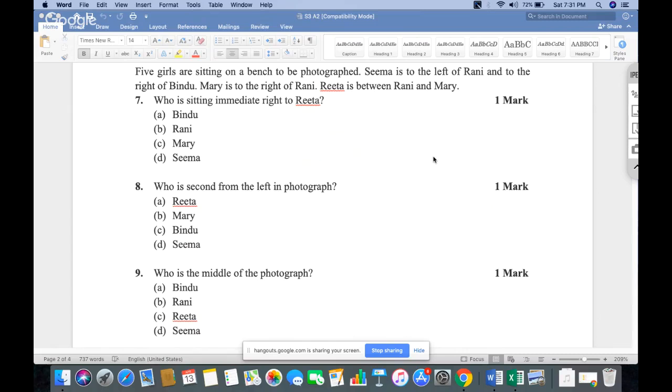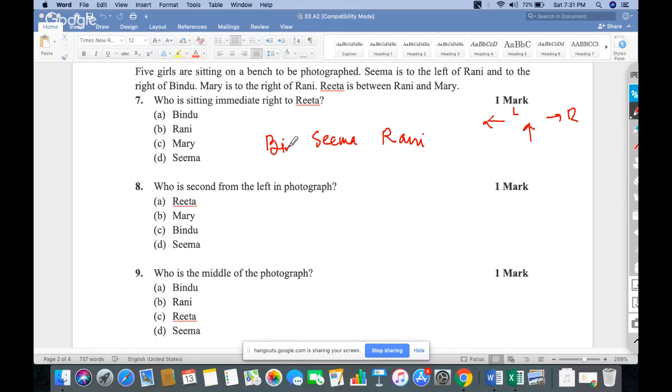Very, very simple question. No information has been given in which direction they have been facing. So I will assume that they are facing north. Seema is to the left of Rani. So if this is Rani, this is left, this is right. So I will write here Rani. Then Seema would be on her left. And to the right of Bindu. So here is Bindu.